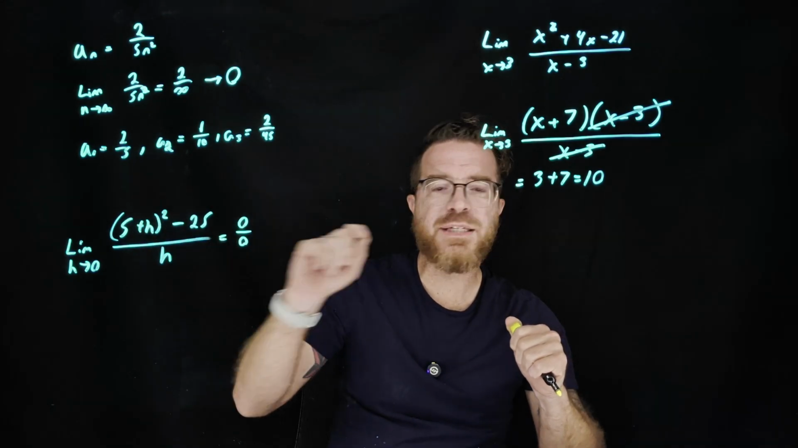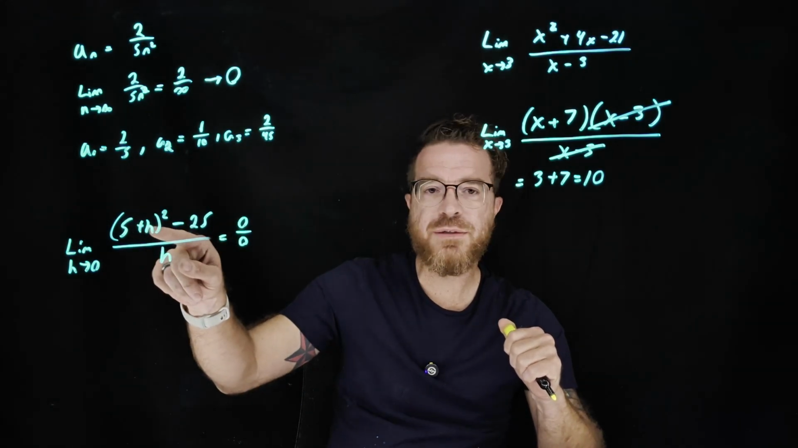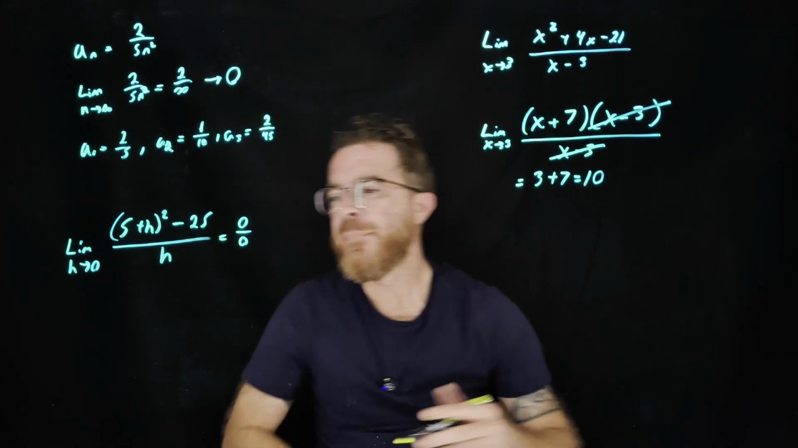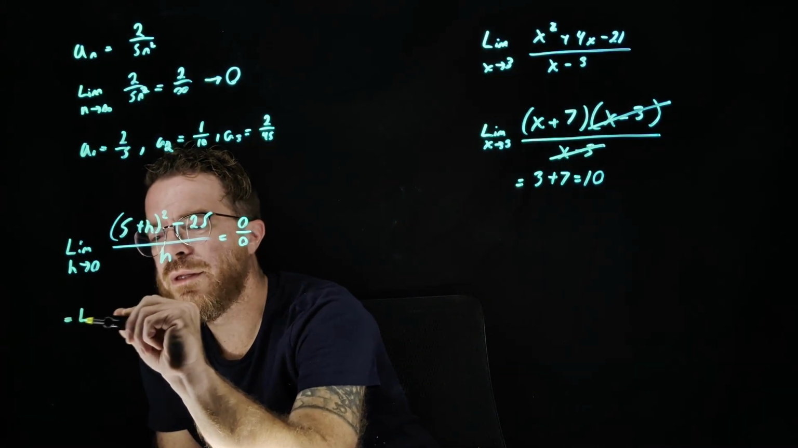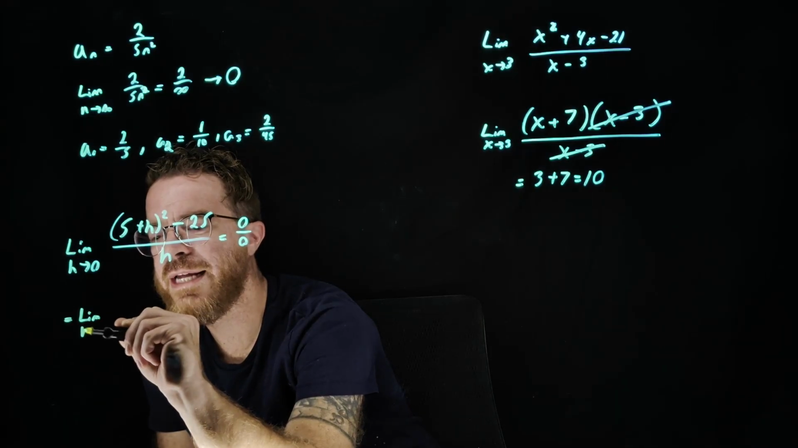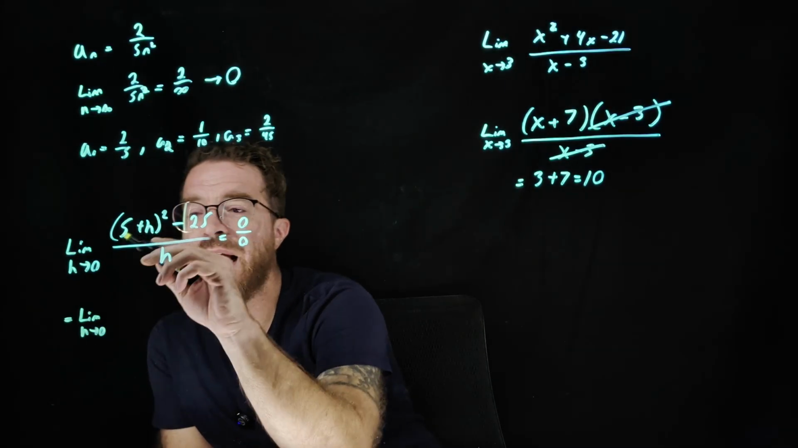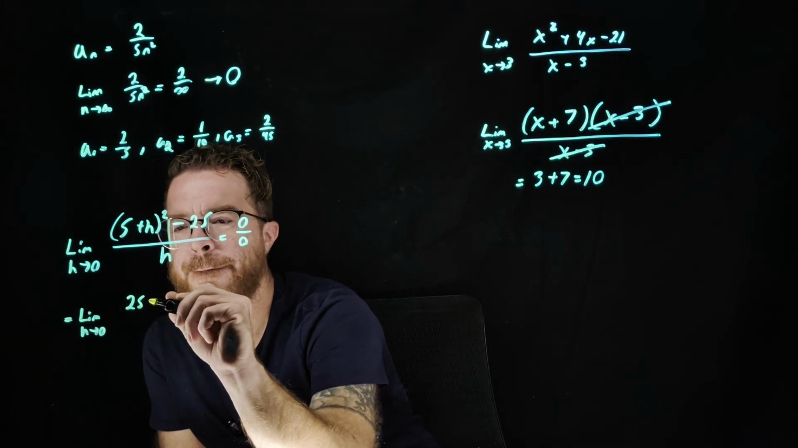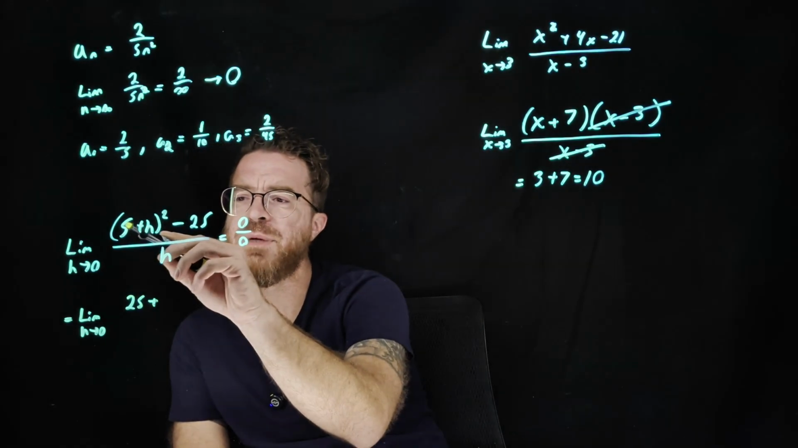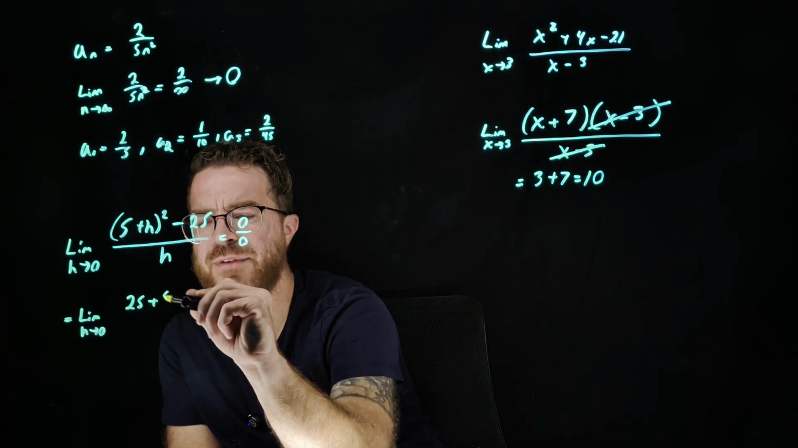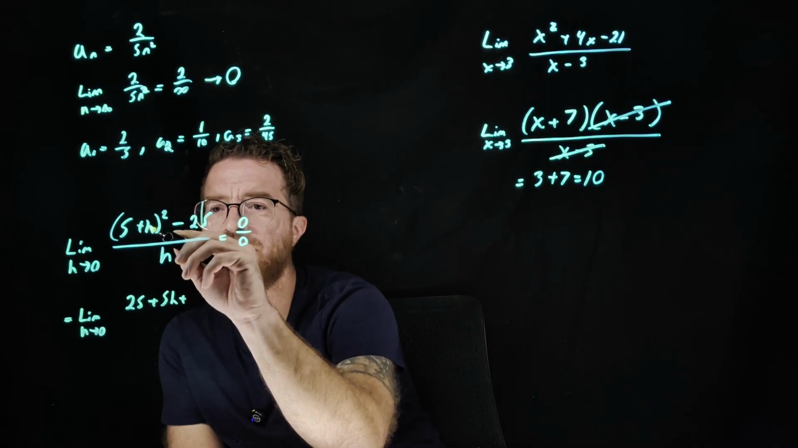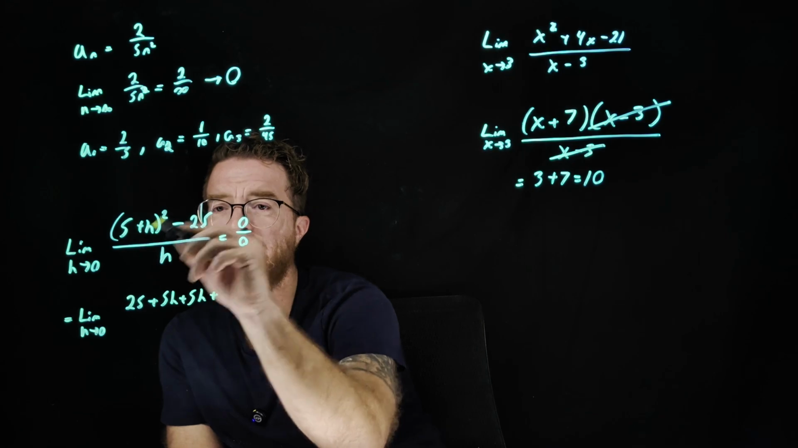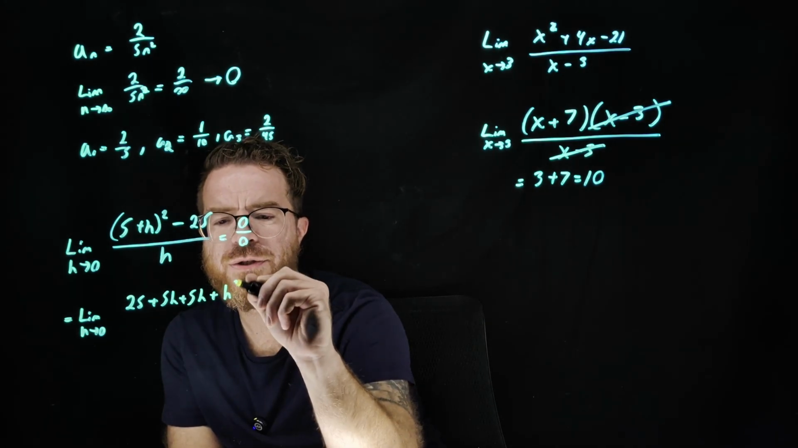And so what I'm going to do is I'm actually just going to distribute this. So we have 5 plus h times 5 plus h, and let's see what we get. So this is then going to become the limit as h goes to 0. So we have our first term, 5 times 5, which is going to be 25, plus our outer term is going to be 5 times h, so that's going to be 5h. Our inner term is going to be h times 5, which is going to be 5h. And then our last term is going to be h times h, which is going to be h squared.